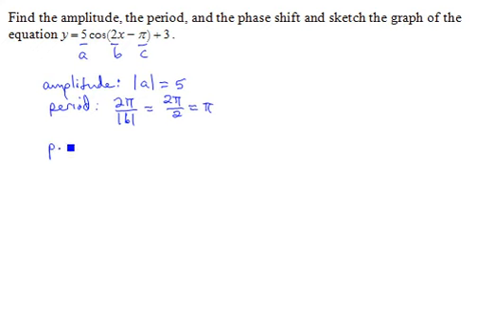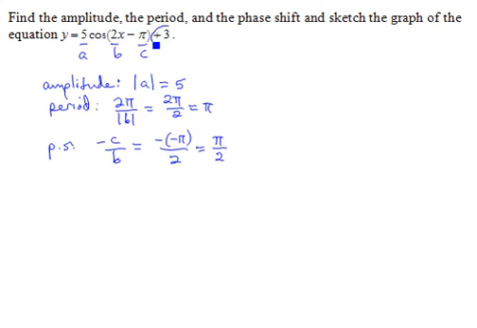And the phase shift can be computed by doing the opposite of c divided by b. We have to be careful here. The c value is a minus pi, and so the opposite of minus pi is going to be positive pi. And when we divide by b, which is 2, we see that the phase shift will be pi over 2 units.